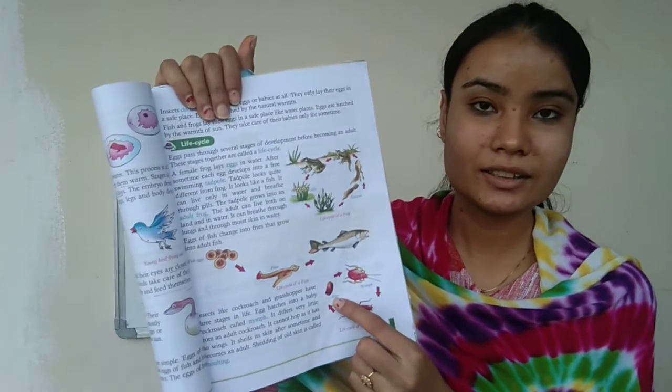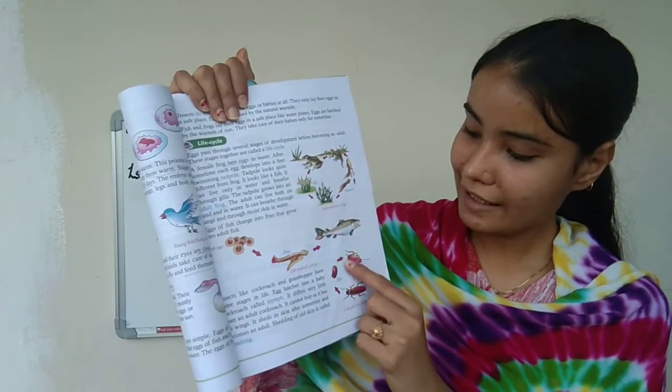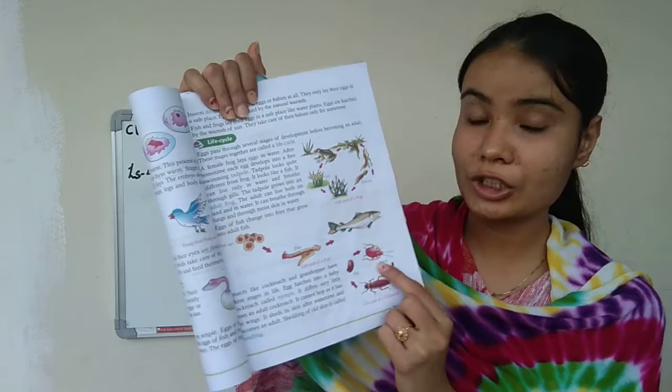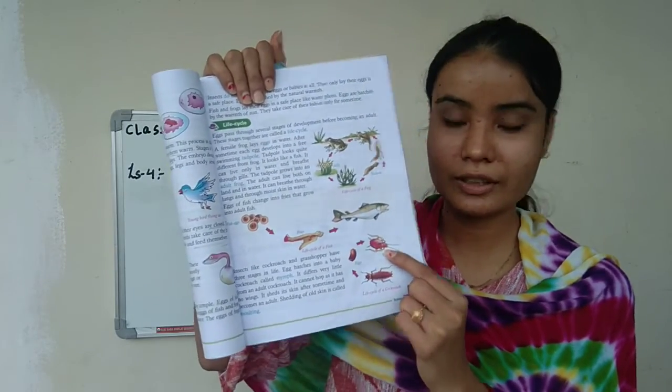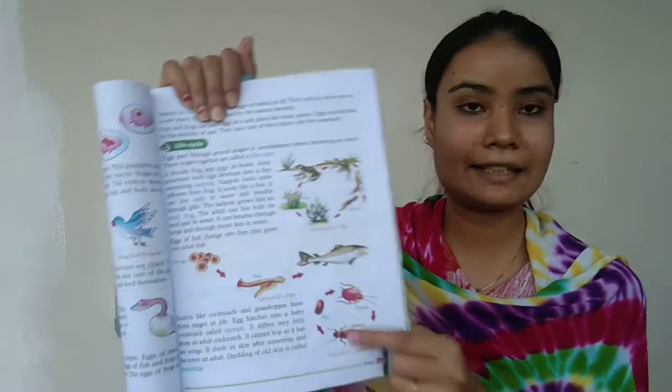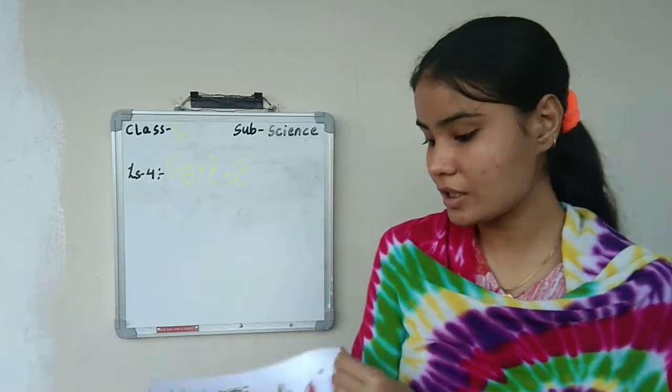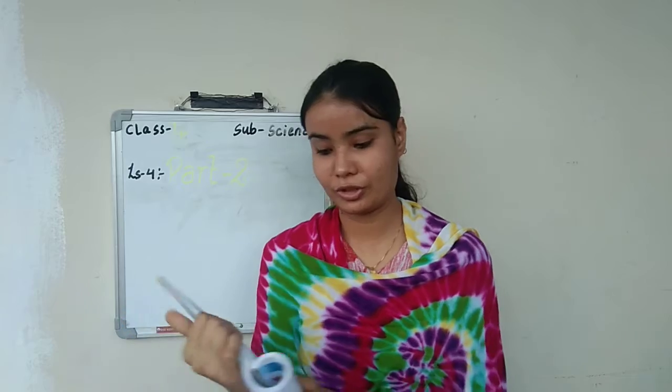So this is the egg, and then afterwards अंडे के अंदर से कॉकरोच निकलता है, small cockroach. It takes the pink color of a cockroach. Okay. Then as it grows up, it takes this color. So this was the life cycle of a cockroach.